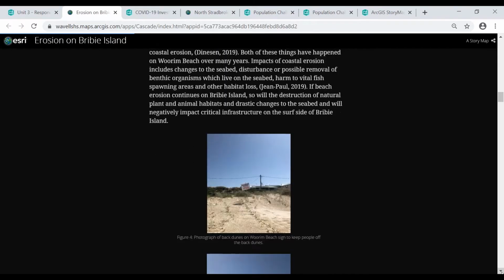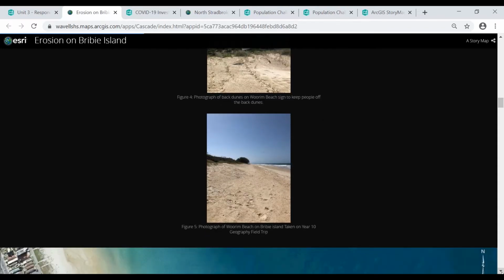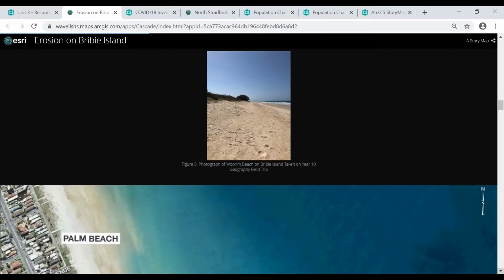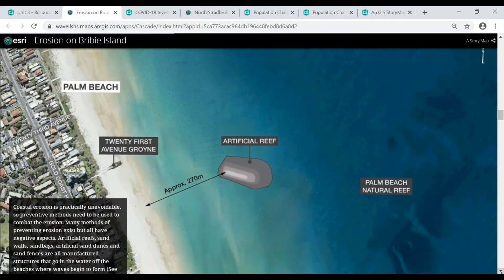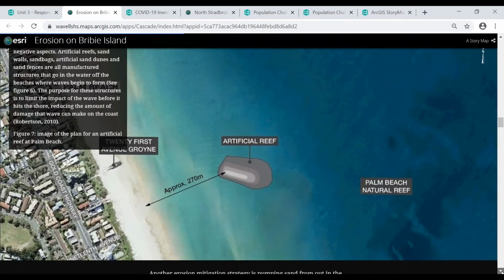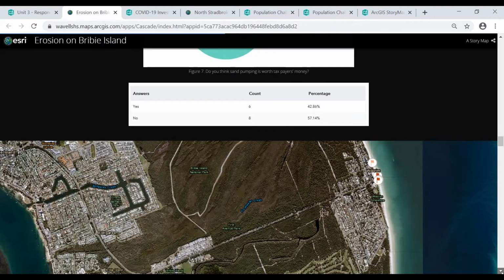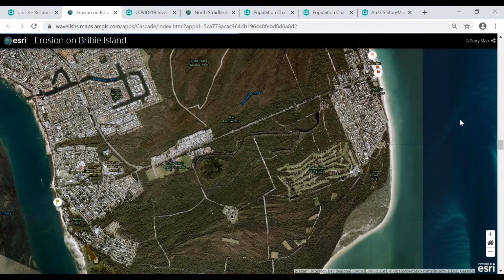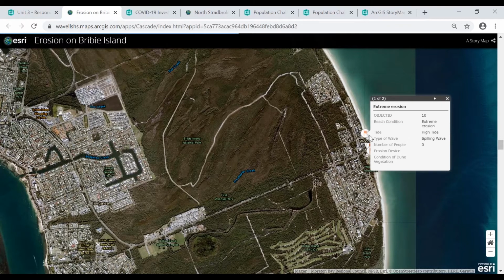Currently, my Year 10s are trying to send their surveys to every student in the school. Haven't quite worked out how to break the system yet, but they're having fun doing it. This young gentleman included some Palm Beach data to replicate what he wanted to do at Bribie Island, put in an artificial reef, and again, his survey data, a wonderful interactive map, and this is where he's included his data as well. So we can see here extreme erosion and spilling waves. We did collect data on the day and plotted it using mobile phones.